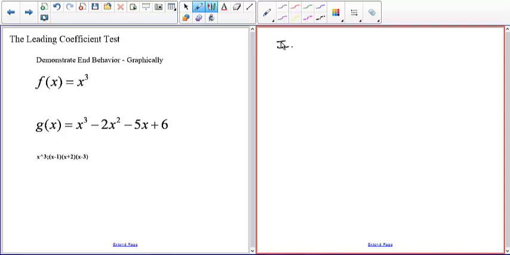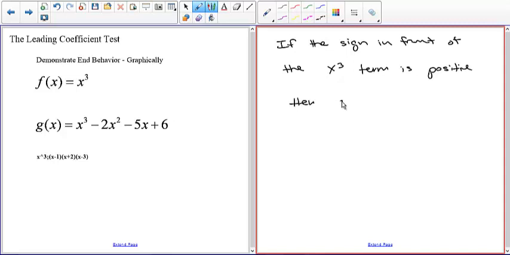So let's just write out the basic rules here for the leading coefficient. Okay, if the sign in front of the x cubed term is positive, then as x goes to negative infinity, y goes to negative infinity. And as x goes to positive infinity, y goes to positive infinity.